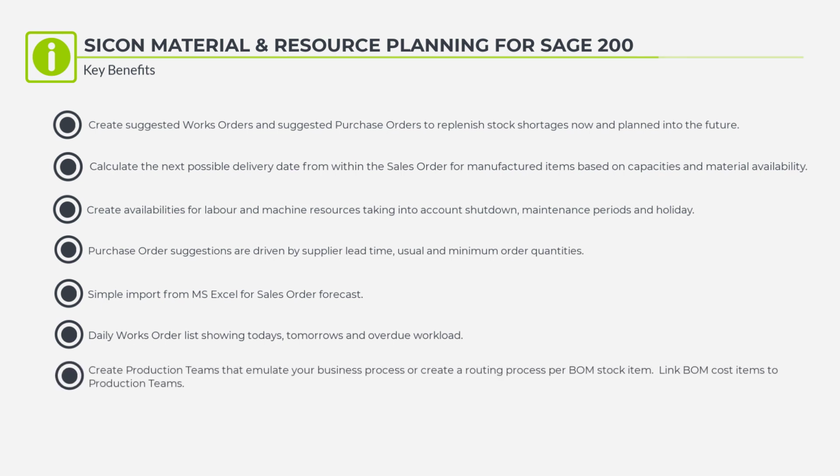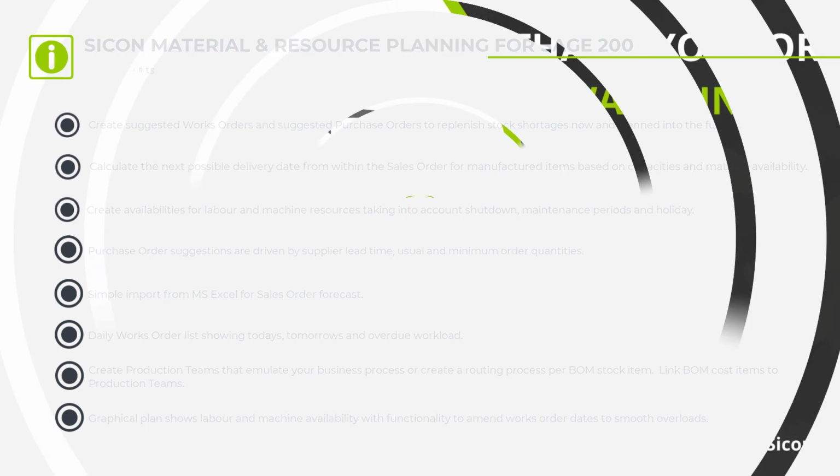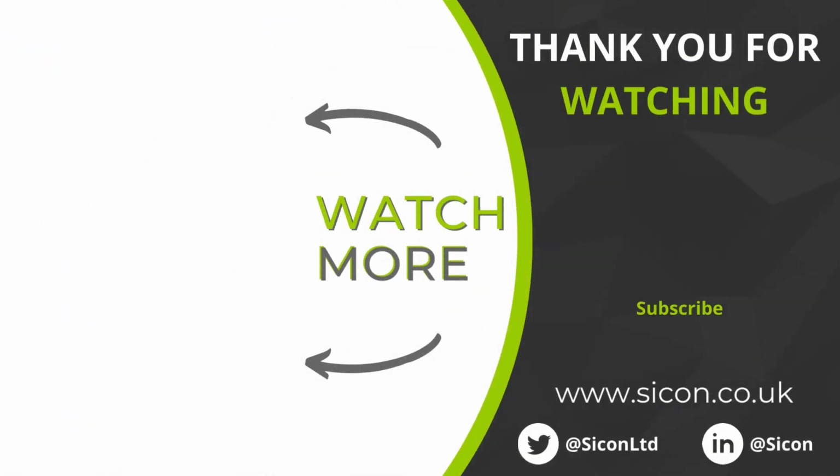Create production teams that emulate your business process or create a routing process per BOM stock item. Link BOM cost items to production teams. Graphical plan shows labour and machine availability with functionality to amend works order dates to smooth overloads. This is just a sample of the functionality that's available.